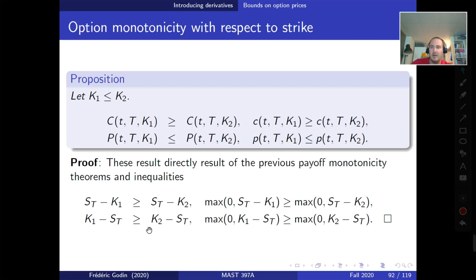I think there's a typo here. This should be smaller or equal. I made a quick mistake here. So here this should be smaller or equal, and this should be smaller or equal here. If we forget about this typo, this second line implies these inequalities about put prices. I'll just take note of this typo and fix it. So reverse the inequality.